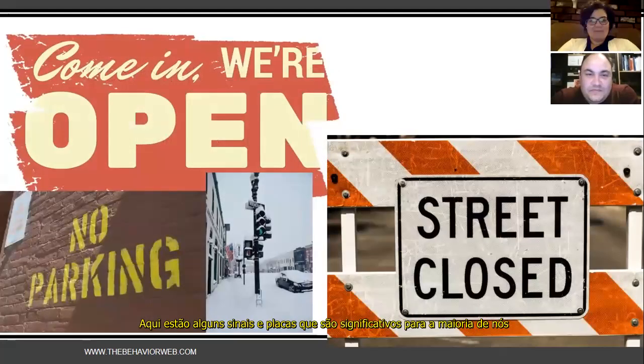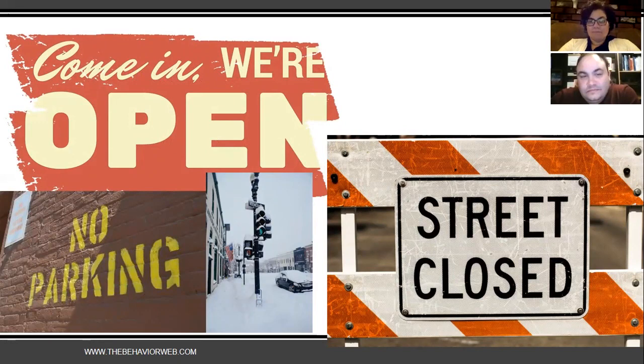So here's a couple of signs that we're used to, and they are meaningful SDs for most of us. So come in, we're open, no parking. If you live anywhere in New York, you see that sign a lot. Closed. My favorite is the one in the middle, the traffic signal.